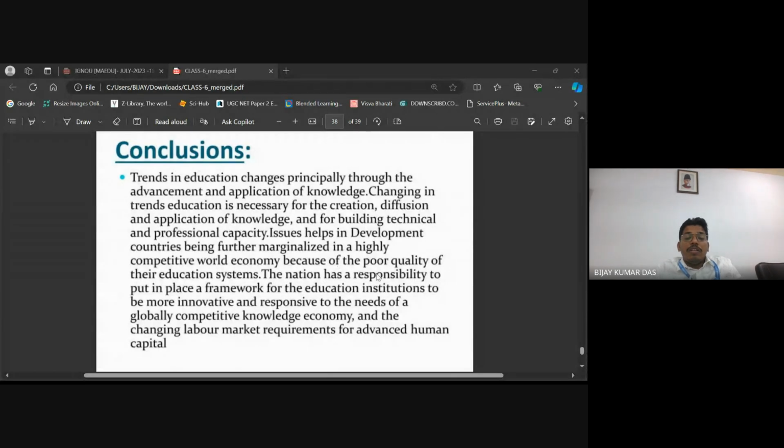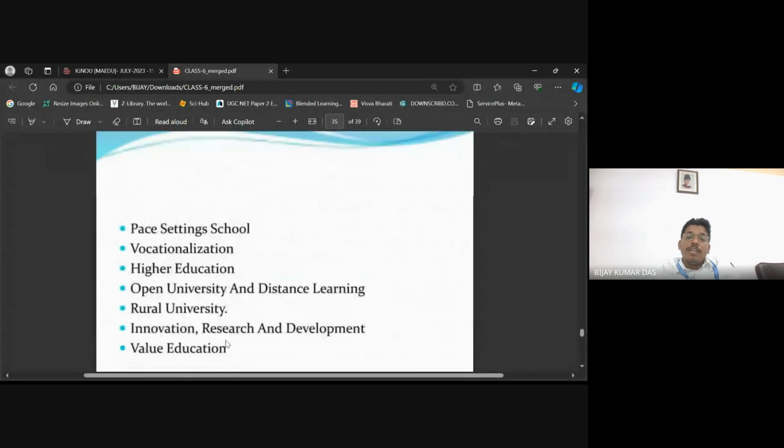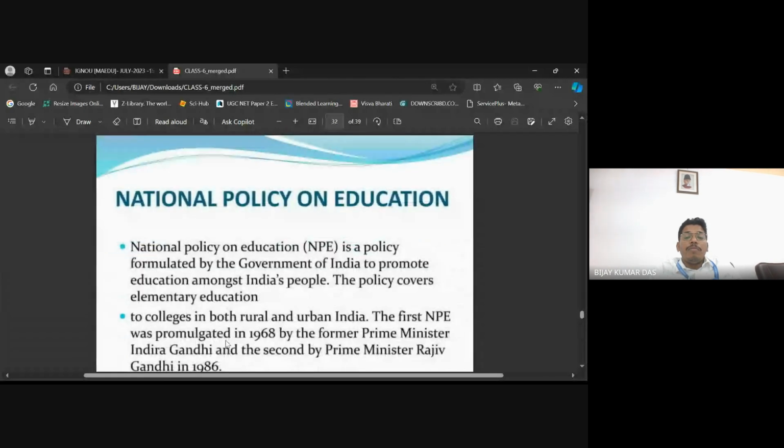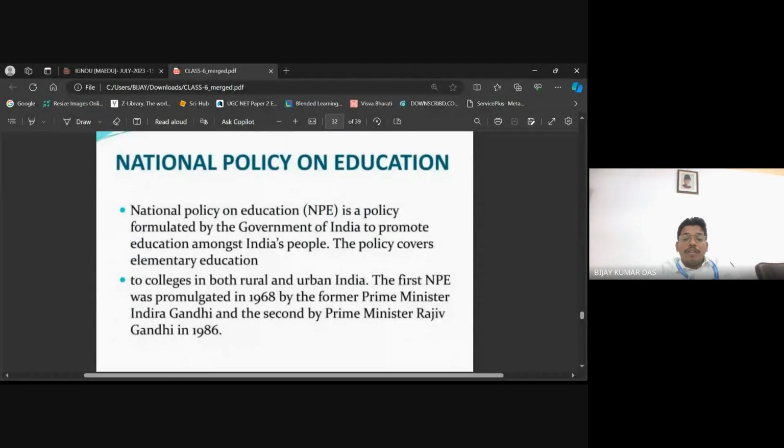So the nation has a responsibility to put in place a framework for the education institutions to be more innovative and responsive to the needs of a globally competitive knowledge economy, and the changing labor market requirements for advanced human capital. So we are thinking about society, or we're only saying a few words about society? No, we have to change society. We bring development to society. We have to work for our nation. So we are not only saying, we are working properly.